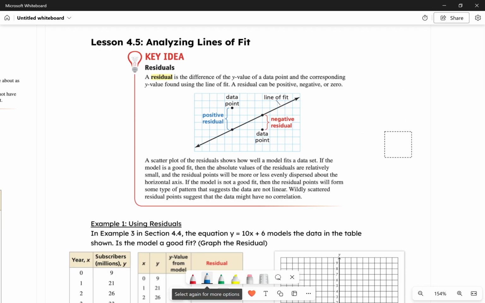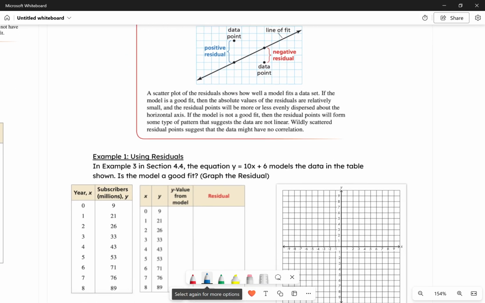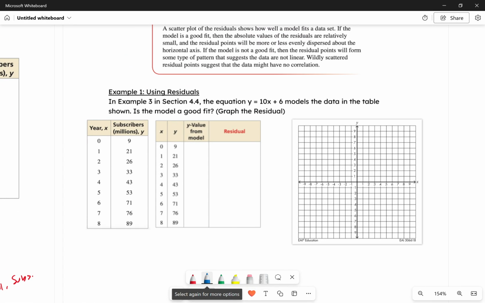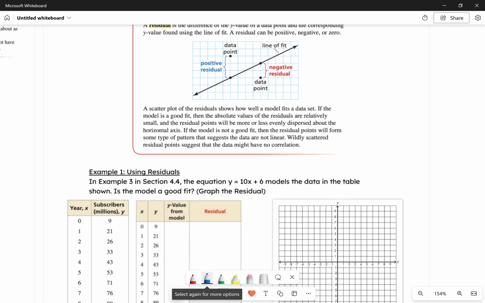Okay, so what we're going to do then is take a look at this first one, and we'll go through this slowly. Okay, so there's 2 things that we're looking for. Okay, the first is, let me go back to the definition real quick. So the 2 things that we're looking for is that the absolute values of the residuals are relatively small, okay, and that the residual points will be more or less evenly dispersed about the horizontal axis. Okay, so we're going to look at our residuals first, analyze them, and then we're also going to look at the graph that the residuals end up making.